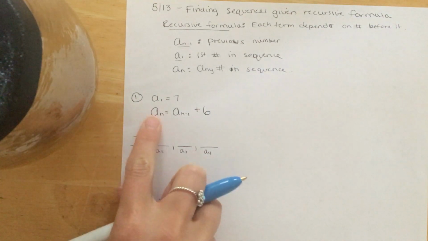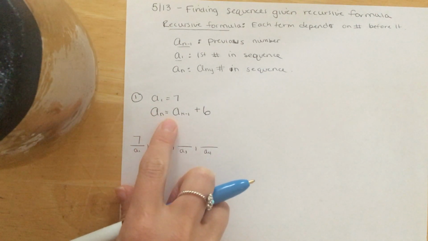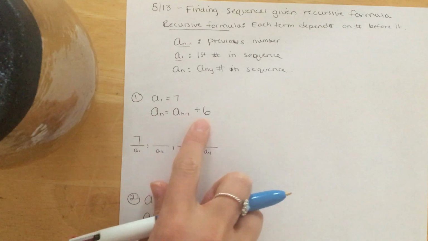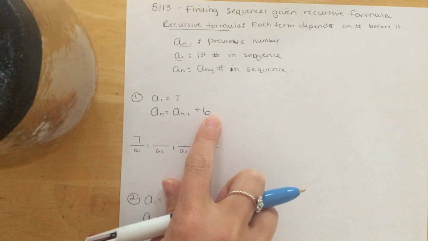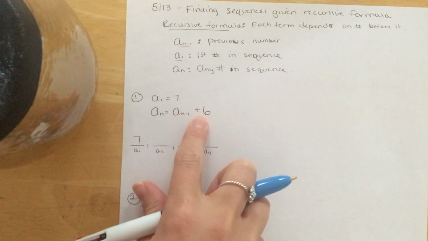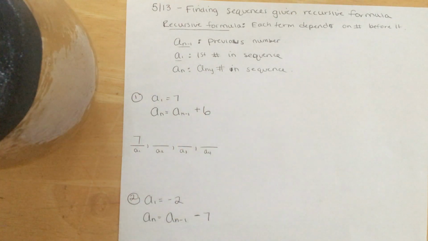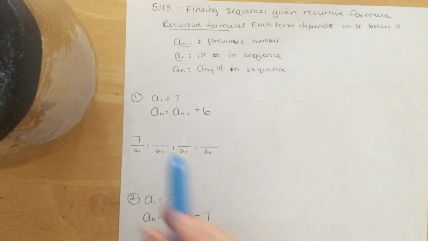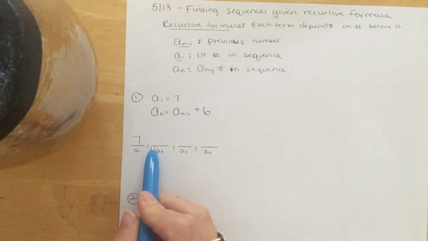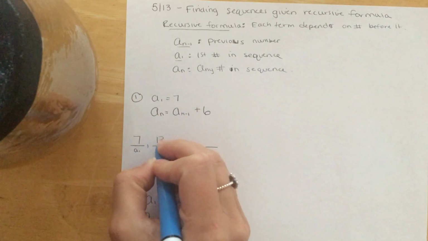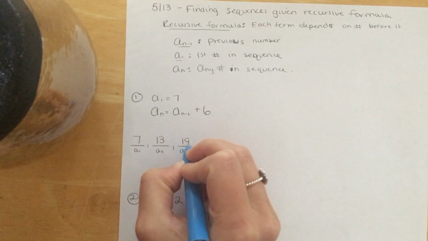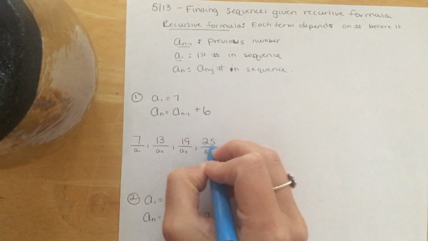First term is 7, and this says any number in the sequence is going to be equal to the number before it plus 6. So that means I'm starting at 7 and adding 6 to each number. So you guys, without learning recursive formulas, can do this. You would just say, okay, well, 7 plus 6 gives me what? It gives me 13. 13 plus 6 gives me 19, and 19 plus 6 gives me 25.